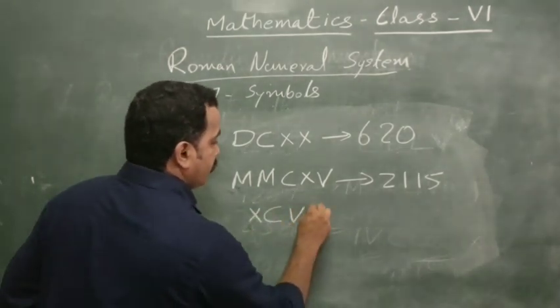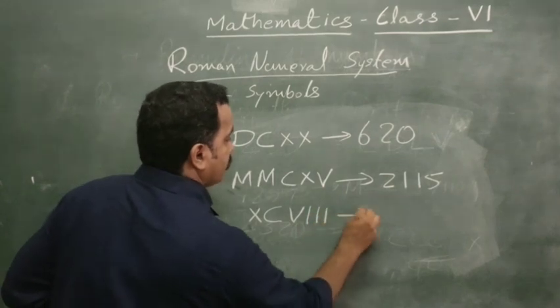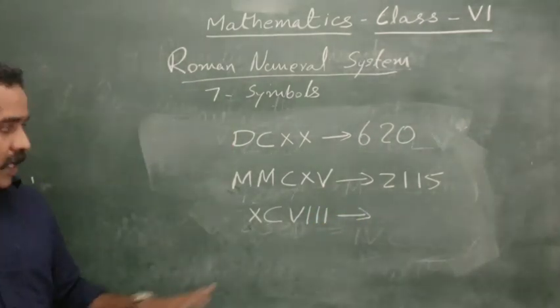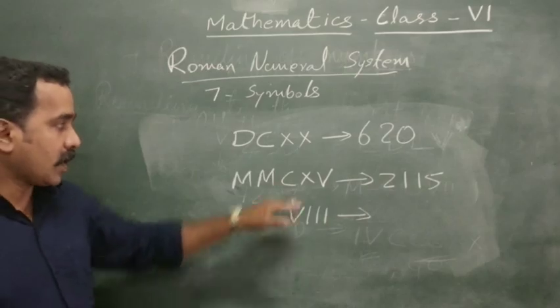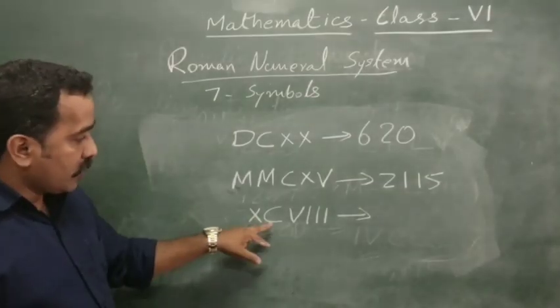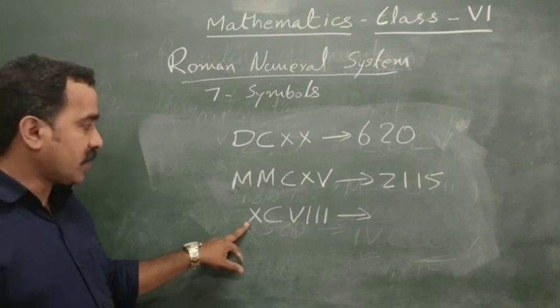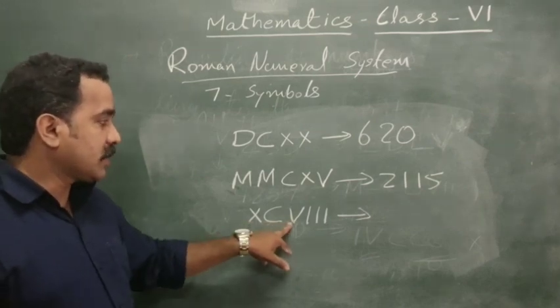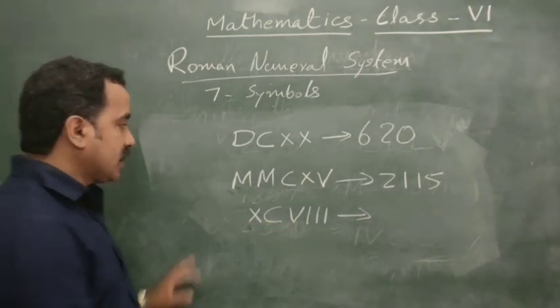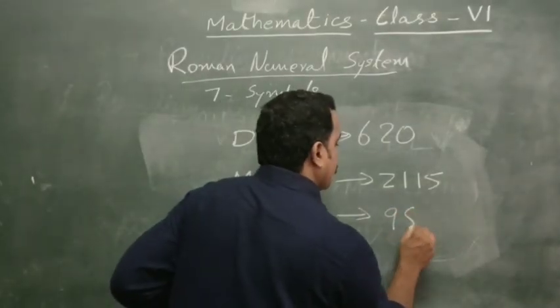Another number, C, X. What is this? Actually, this is a very small number compared to these two. See, 100 minus 10, 90. 90 plus this is 8. 90 plus 8, it is 98.